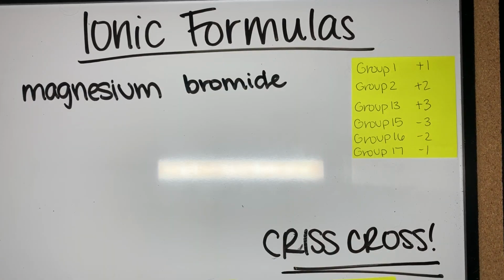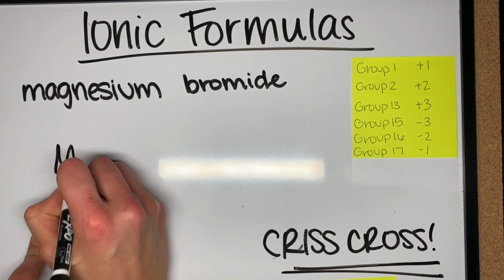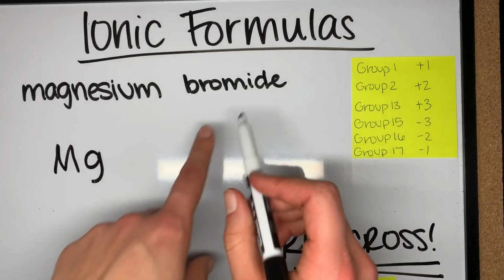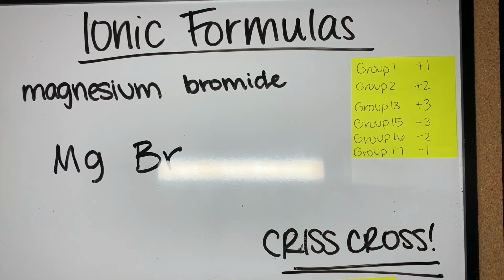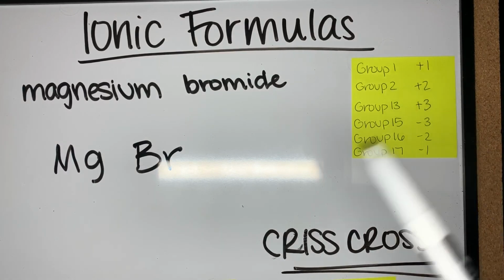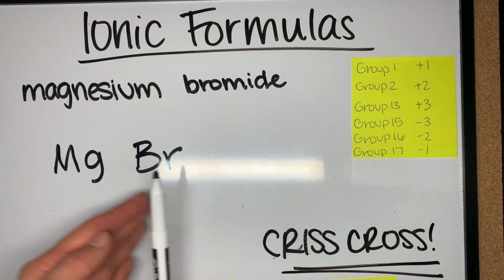Let's say that we take the example magnesium bromide. Again, the first step is to write the symbols for both. So magnesium is Mg, and bromine, or bromide, Br. The next step is to use our trends on the periodic table to figure out the charge for both elements.